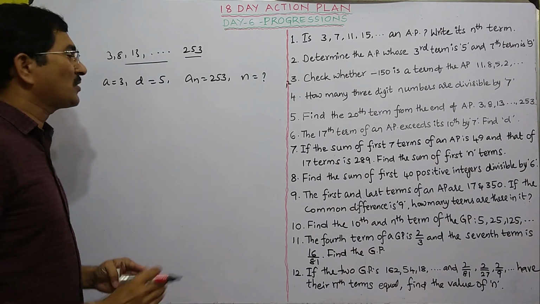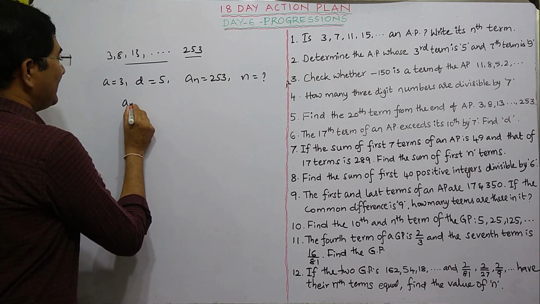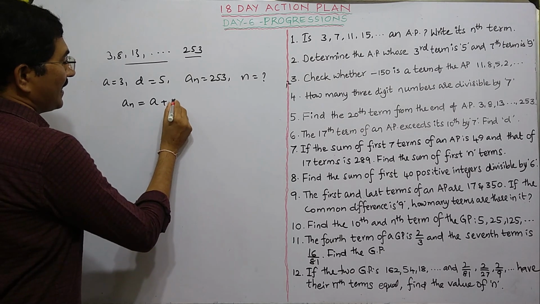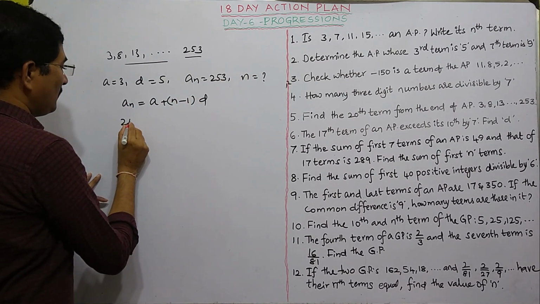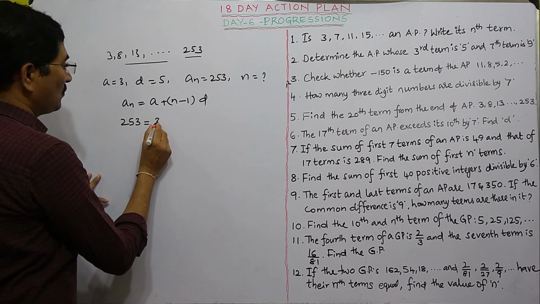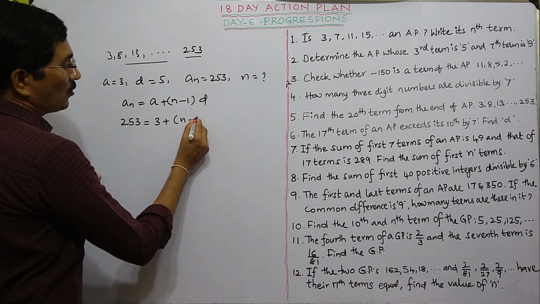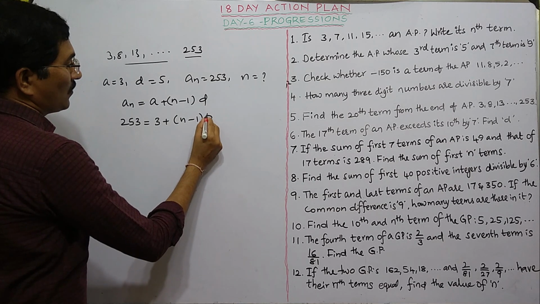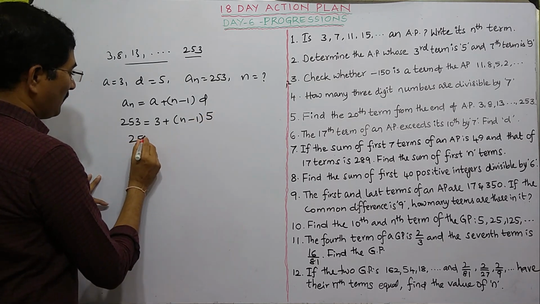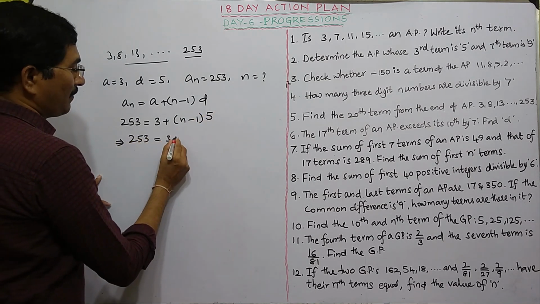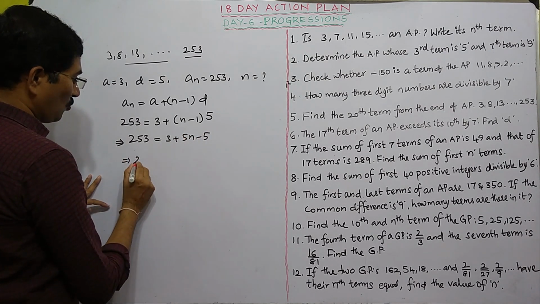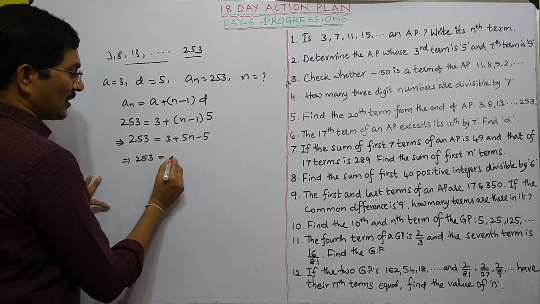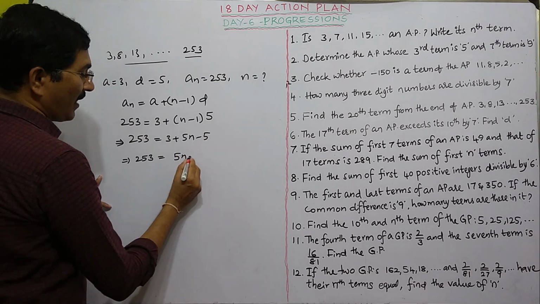This is an arithmetic progression and we know an is equal to a plus n minus 1 into d. So 253 is equal to 3 plus n minus 1, n we do not know, that is what we are finding, into d, which is equal to 5. So 253 is equal to 3 plus 5n minus 5. So this becomes 253 is equal to 5n minus 2.